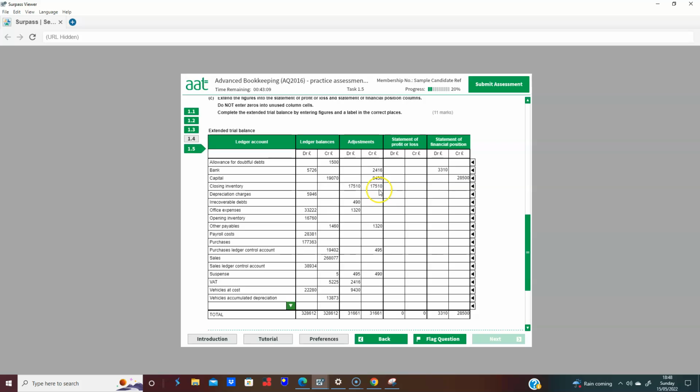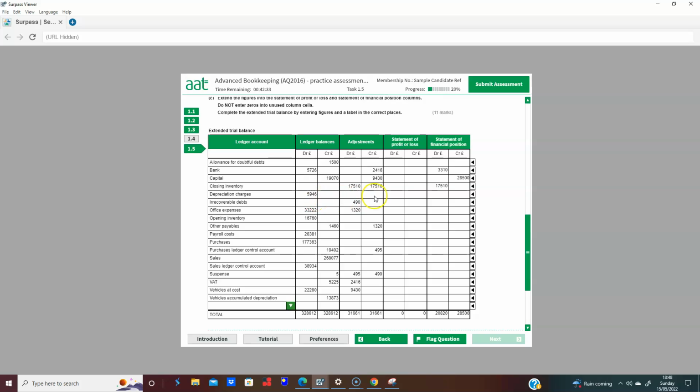Closing inventory is closing inventory, right? We use it in cost of sales, but we also use it in the balance sheet. So that's just going to come here as an asset of 17510. That's what's going to happen. Because this is really a journal: debit closing inventory, credit cost of sales. That's why you're seeing both of them happen here.